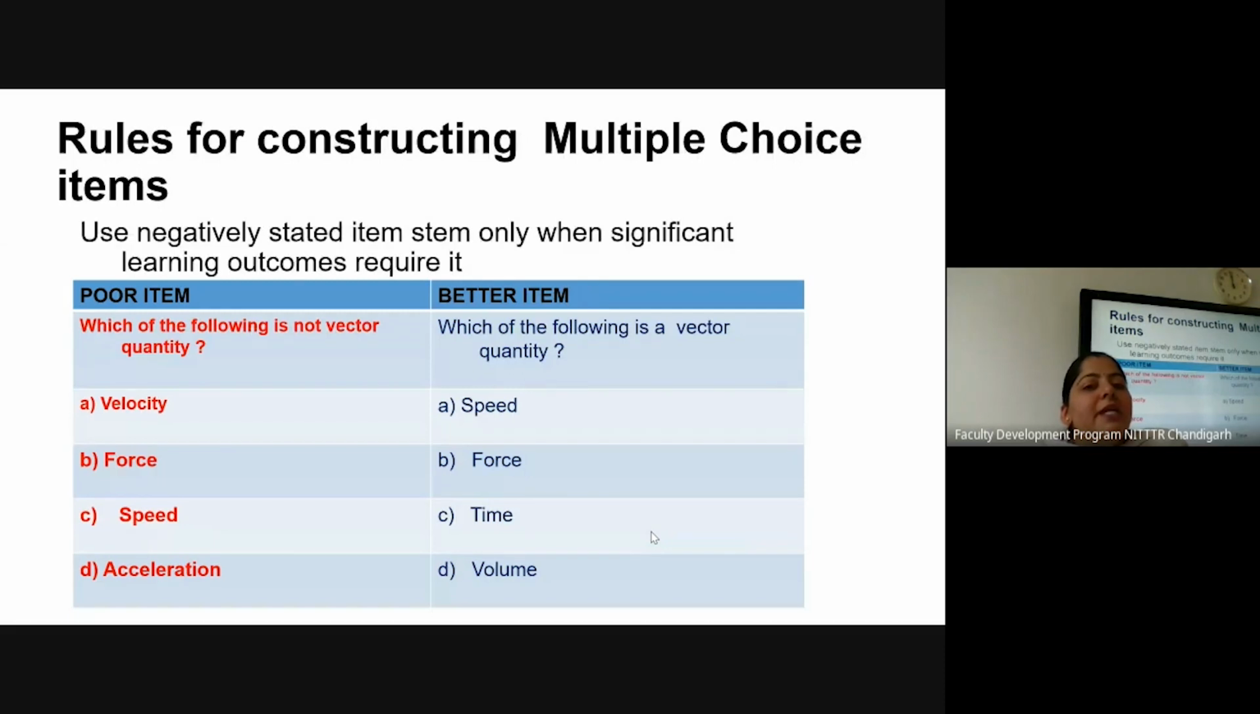Usually use a negatively stated item stem only when a significant learning outcome is required. In alternative test items, negative or double negative statements need not be there. But in the case of multiple choice test items, we are saying use a negative statement only if a significant learning outcome requires it. So the statement given by the physics teacher, "Which of the following is not a vector quantity?", can become "Which of the following is a vector quantity?" So we can certainly shift the stem in this particular case.